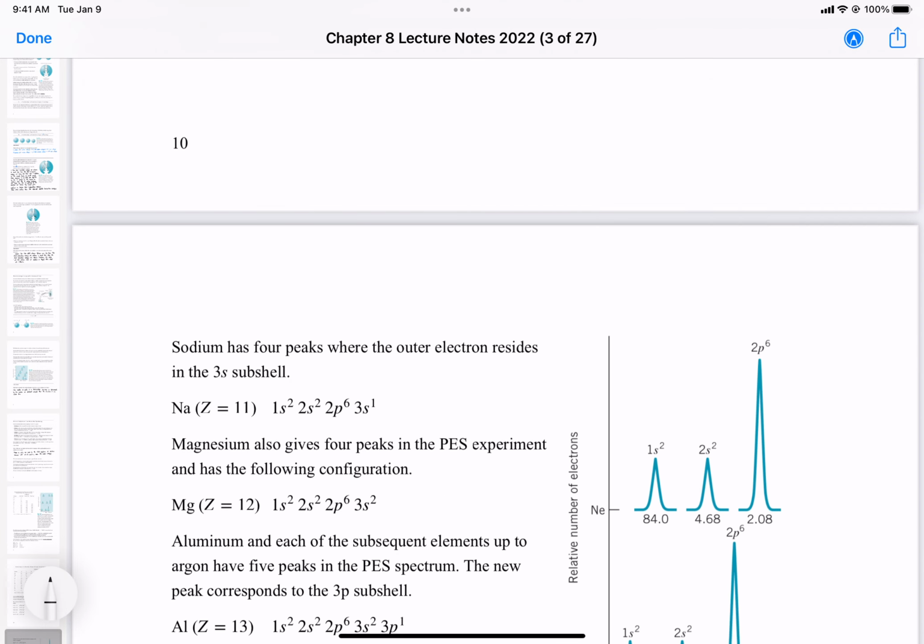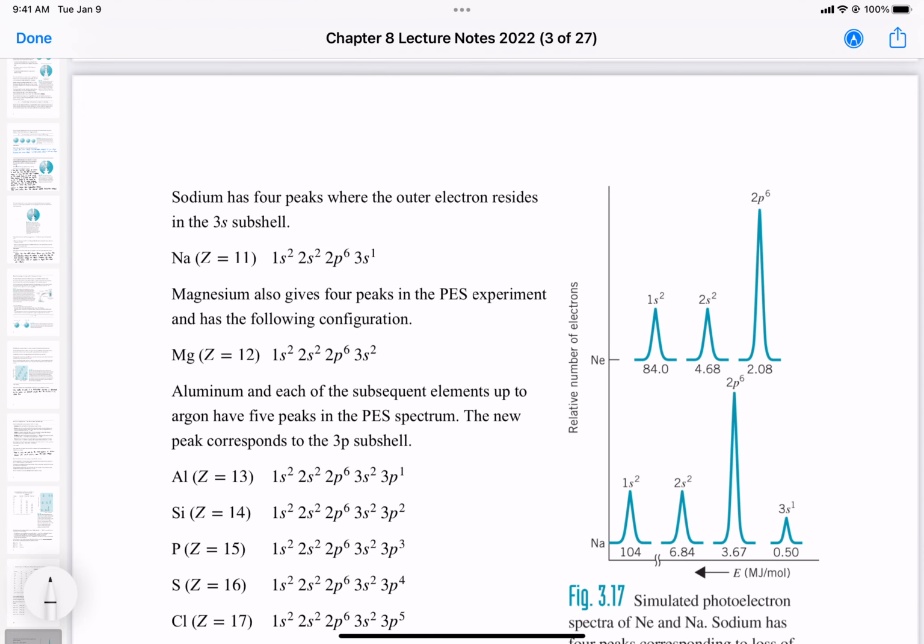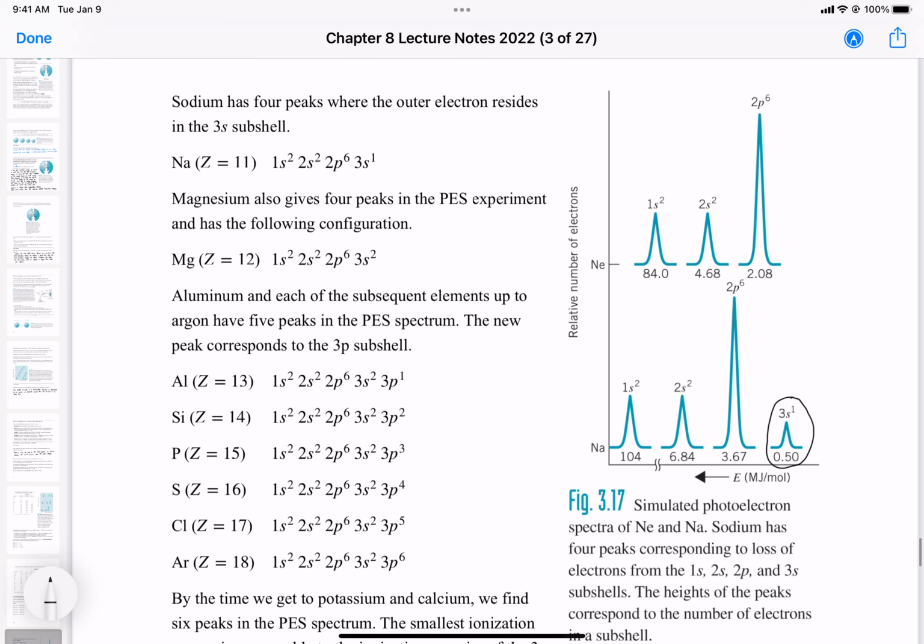Sodium has 4 peaks now. We see an additional peak right here, and that represents the 3s¹, a new energy level. We know it's a new energy level because it has less energy than the 2p⁶, as we figured out earlier from the ionization energies. We can't add an additional electron to the second principal energy level because it can only hold up to 8 electrons. So then we go up to magnesium, a filled 3s² shell.